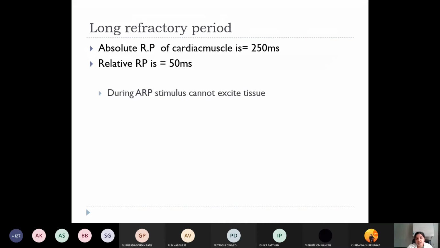Like it will not respond. However much you make them awake, however much you ask them to read, it will not respond. So don't extend your absolute refractory period. Be in a relative refractory period, which is very short, 50 milliseconds, so that you will respond to our questions easily.